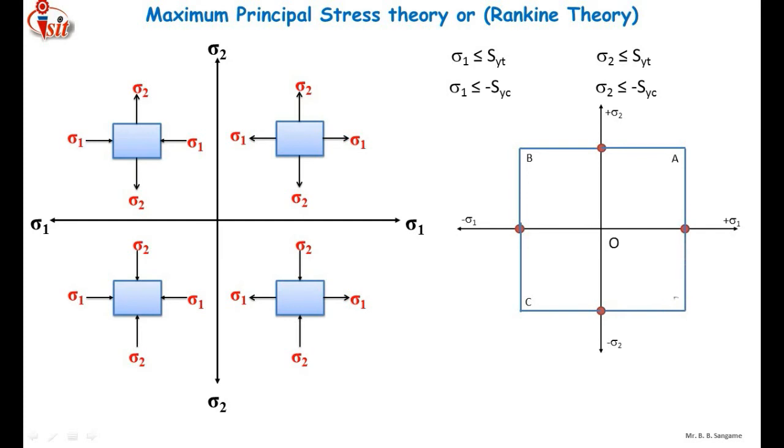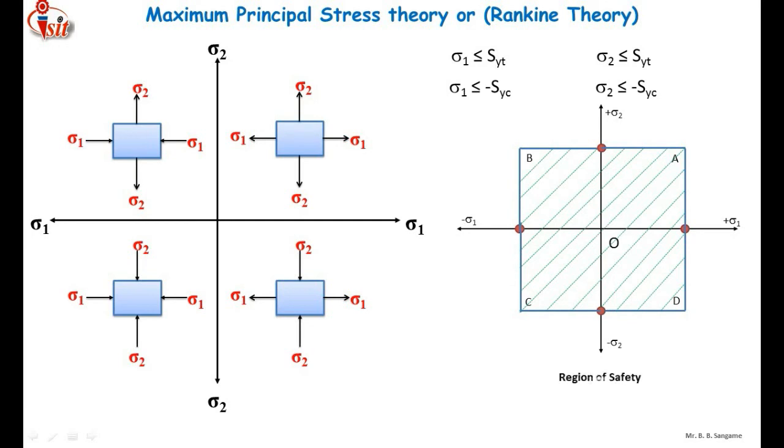this is D, and this region ABCD: while designing the component, if you get the value of sigma 1 or sigma 2 within this region or inside this region, then the design will be safe. So this is actually the region of safety. Remember that the value of sigma 1 should not exceed, or should not be greater than, yield strength in tension or yield strength in compression. Or you can consider that it should not go out of this area. Inside this area your design will be safe. Okay, thank you.